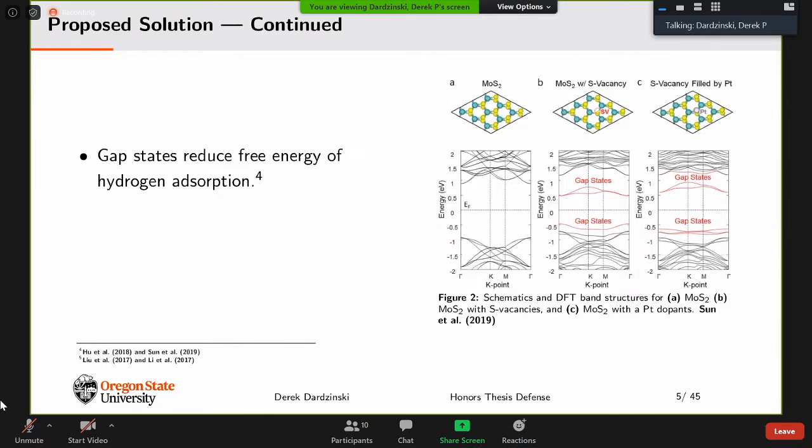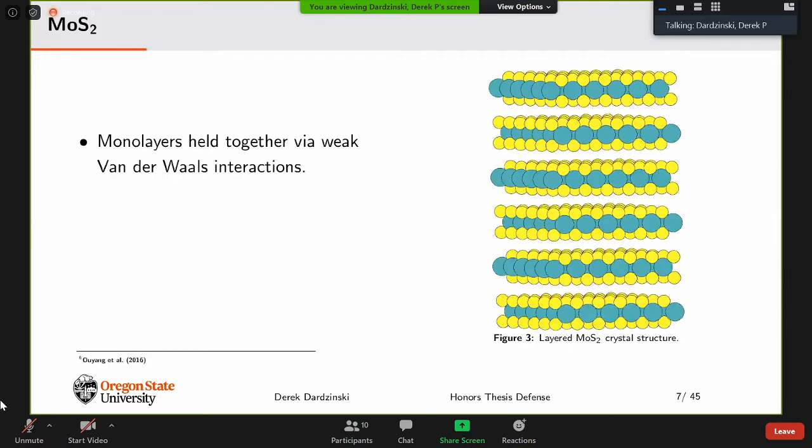And now we'll discuss 2D materials a little bit. We'll start off with MoS2, which is our material that we're going to work with. The structure of MoS2, it's monolayers held together via weak van der Waals interactions. And so you can see on this structure, you have the layers of molybdenum atoms sandwiched between sulfur atoms. So molybdenum is the greenish blue color and sulfur is the yellow. And then we know that it has chemically active edge sites and an inert basal plane.